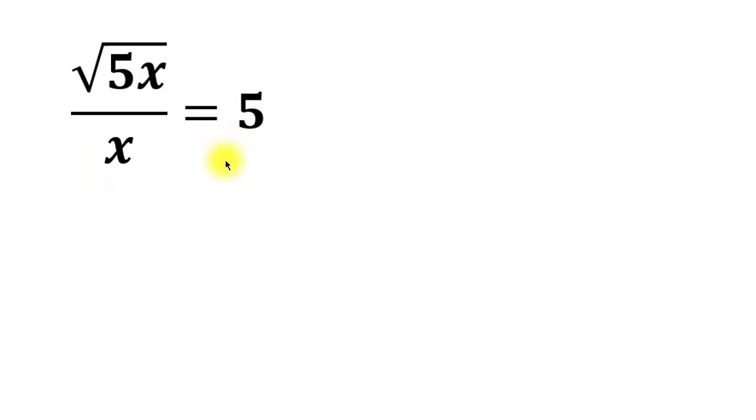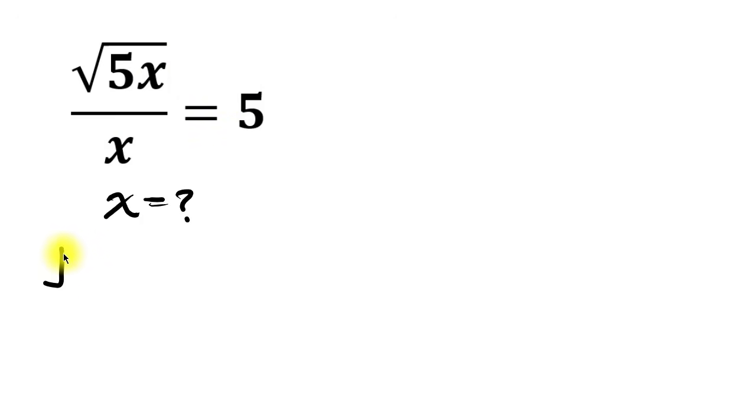This question looks simple and basic, but you have to be careful because it tricks even the most brilliant of minds. We're told to look for the value of x, given that the square root of 5x all over x is equal to 5. Notice that what we have on the left hand side is a fraction, but we have a whole number on the right hand side. Let's make it a fraction.